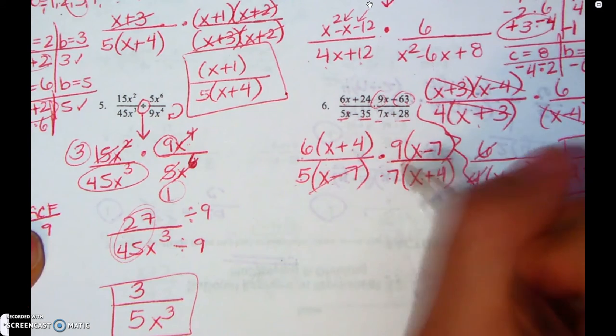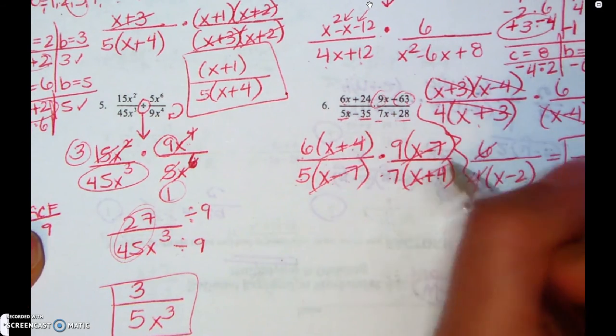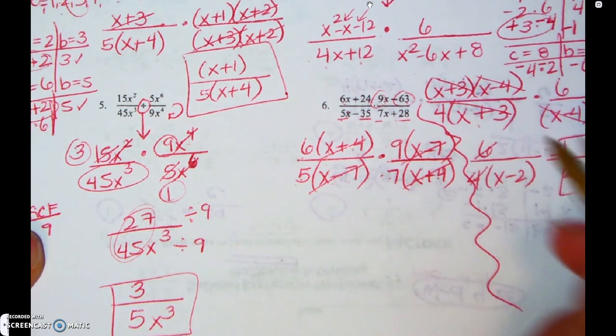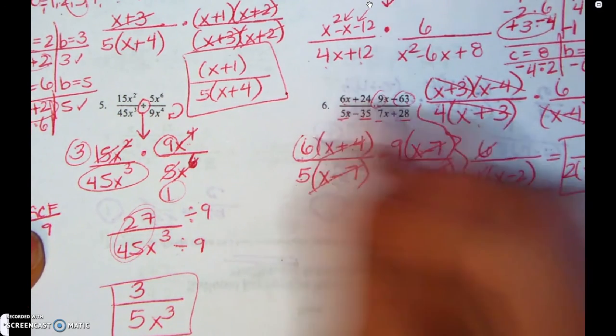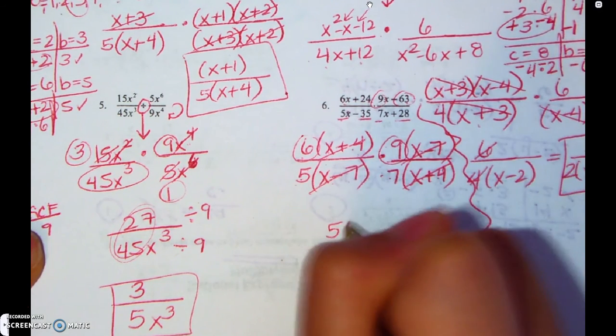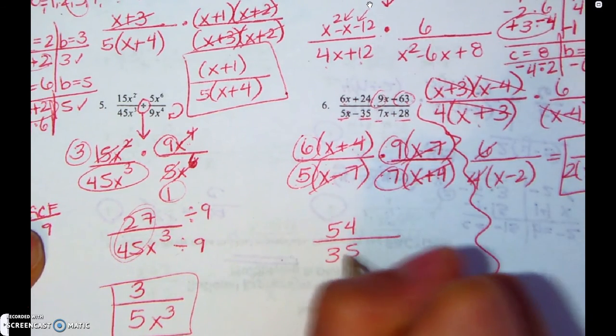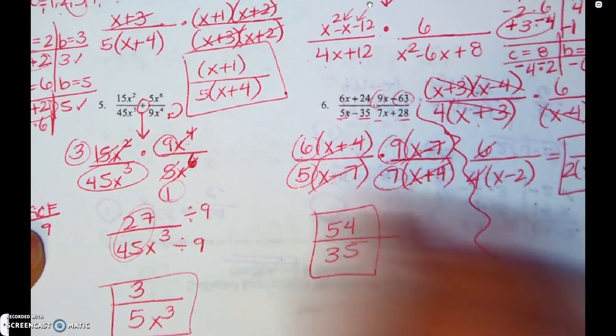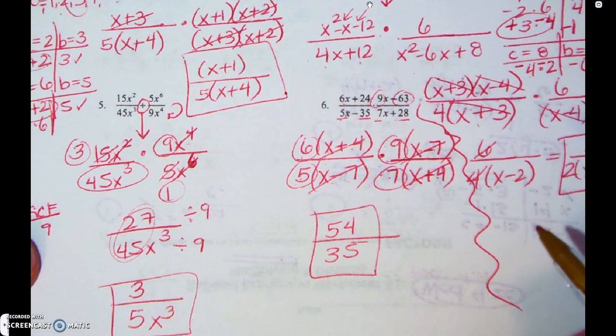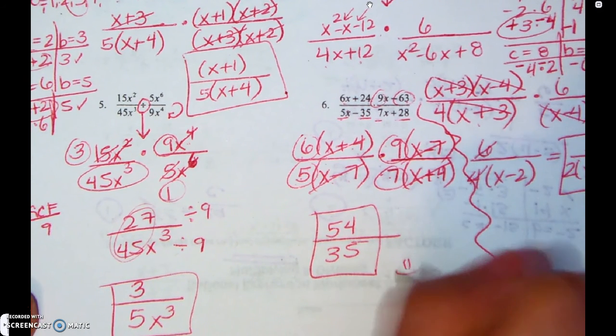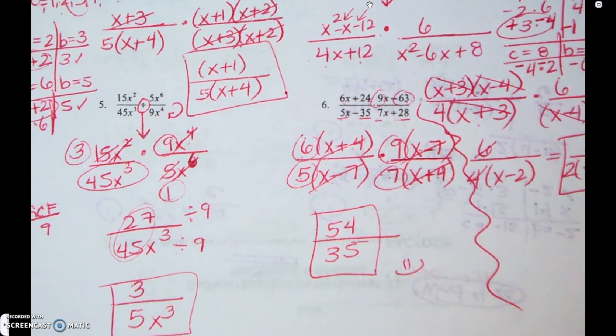We can eliminate x minus 7 and x plus 4, and now I'm left with just these numbers. 9 times 6 is 54, and 7 times 5 is 35. Yay, you guys are finished with the notes.